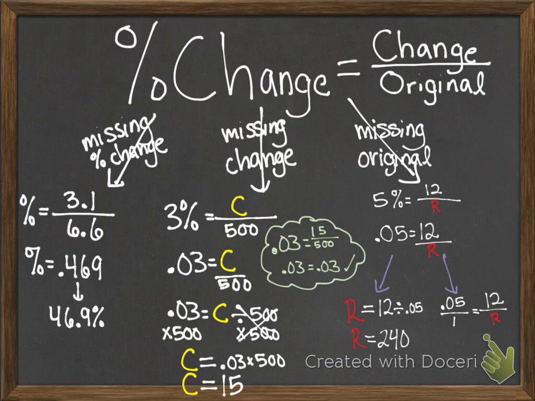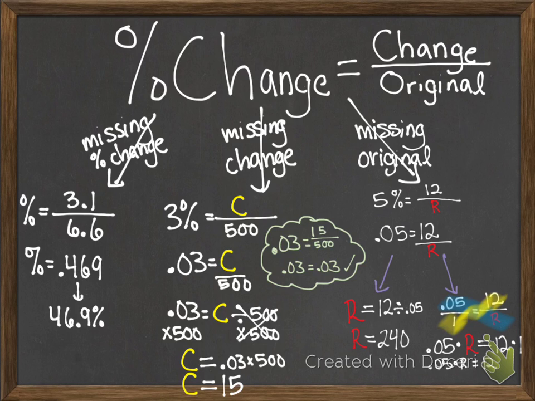So all I did was I put 0.05 over 1, and now I can cross multiply, so 0.05 times R, and 1 times 12. So I have 0.05 times R on one side and 12 times 1 on the other, and they're equal to each other. And now we can solve for R. So let's first simplify the 12 times 1. So 0.05 times R equals 12.